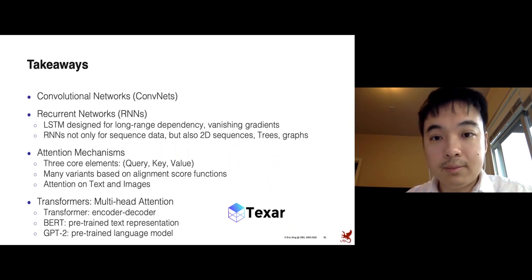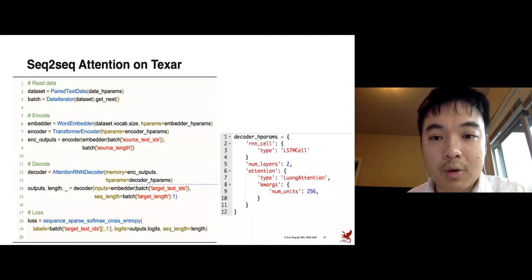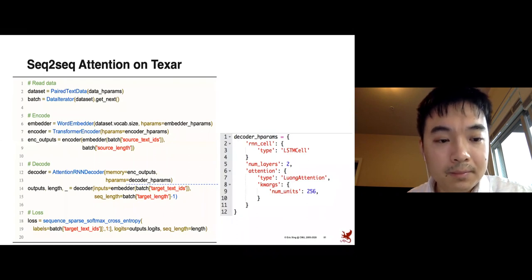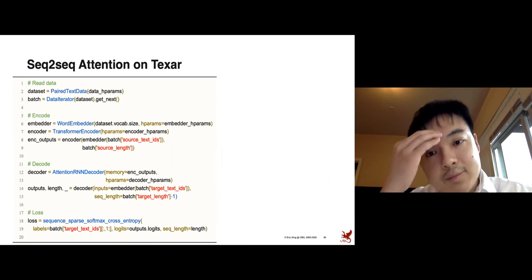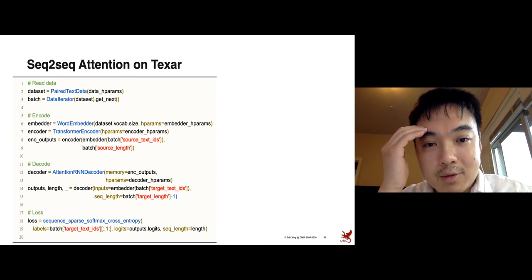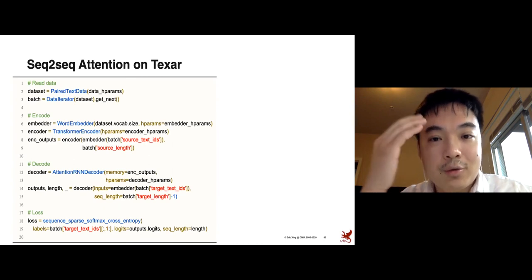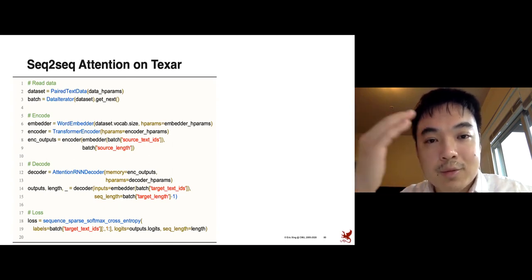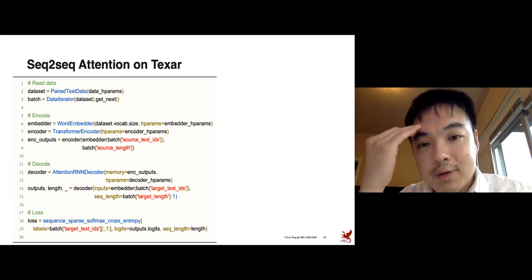Someone asked how big are the pre-trained weights of BERT? Like how big is the file? Oh, how big? I don't really remember this. It's kind of a couple of gigabytes, I guess, for the large one. For a smaller version, you may have a couple hundred megabytes. Okay.